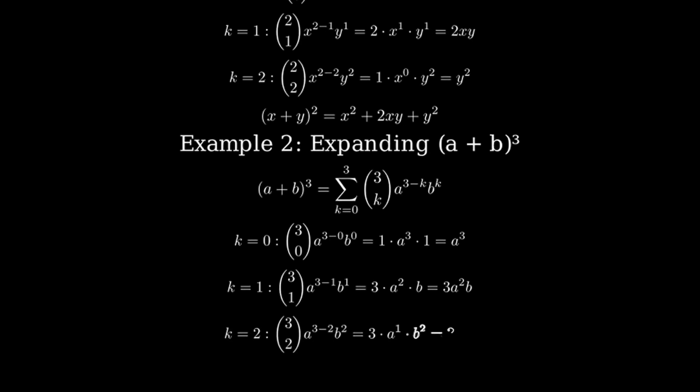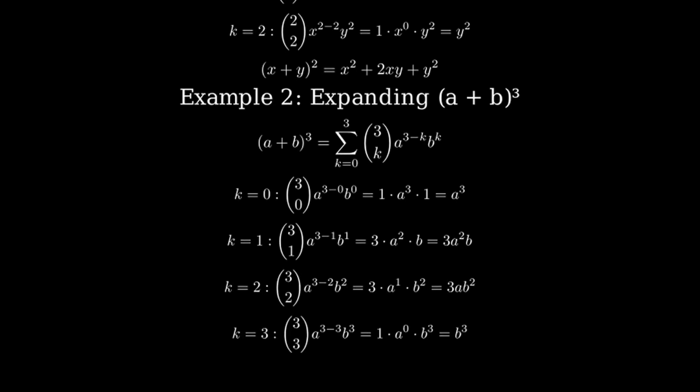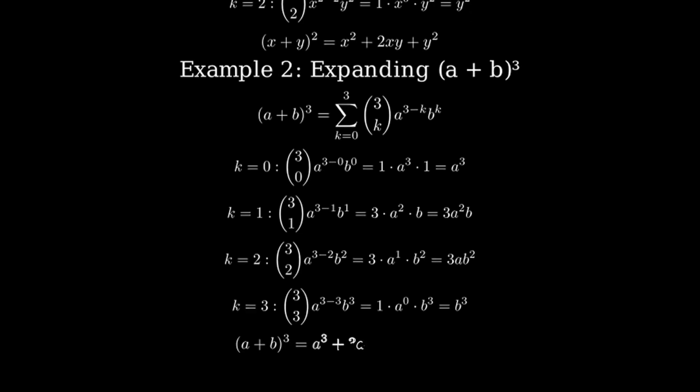When k equals 2, we have 3 choose 2 times a to the power of 1 times b squared, which is 3 times a times b squared, or 3ab squared. When k equals 3, we have 3 choose 3 times a to the power of 0 times b cubed, which is 1 times b cubed, or b cubed. So, (a + b)^3 equals a cubed plus 3a squared b plus 3ab squared plus b cubed.